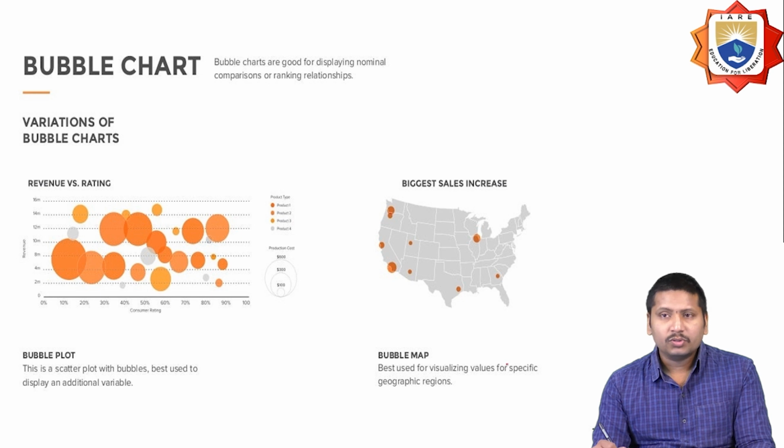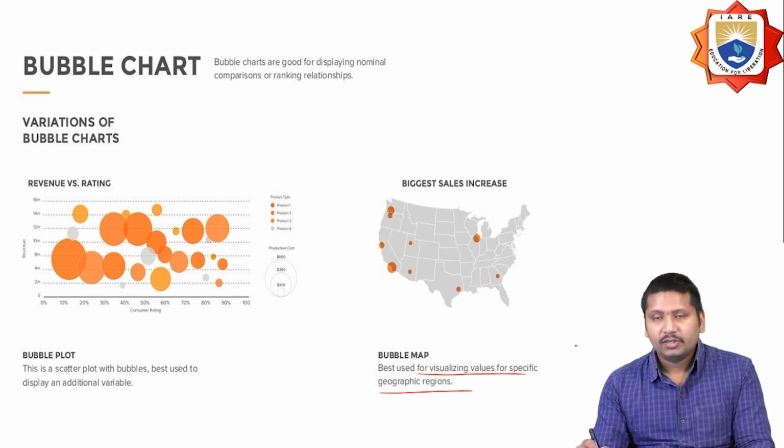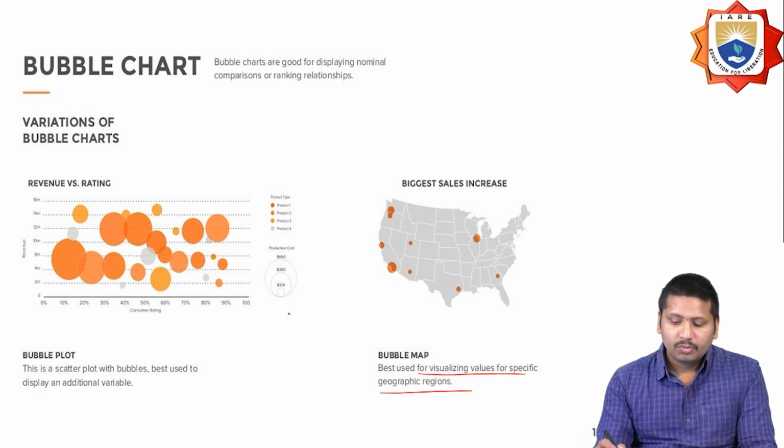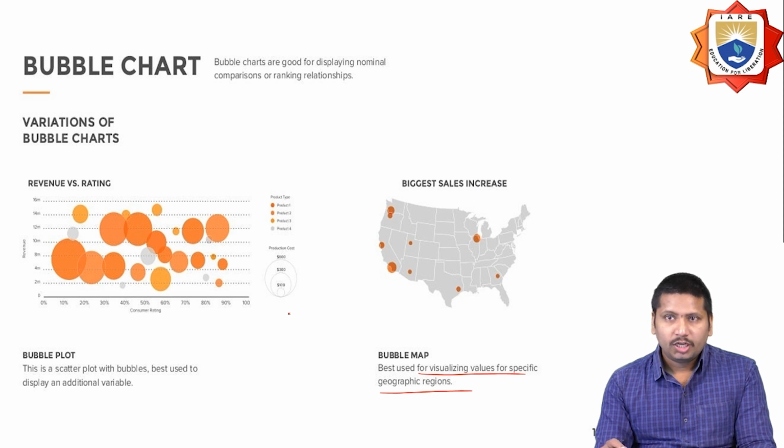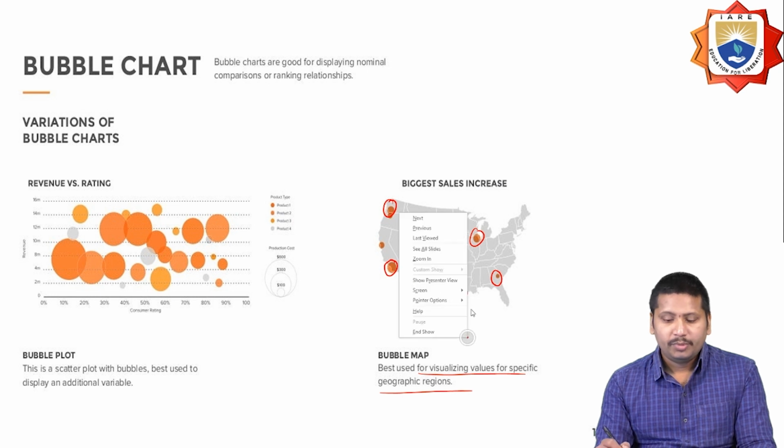And bubble map is another kind of chart, which is used for visualizing the values of specific geographical regions. So bubble chart and bubble map are both different. Here, if I want to show visualization values for specific geographical regions, then it should be a bubble map. In the map itself I can show the biggest number of sales in which areas, under which continents, like this. Then it should be the bubble map.